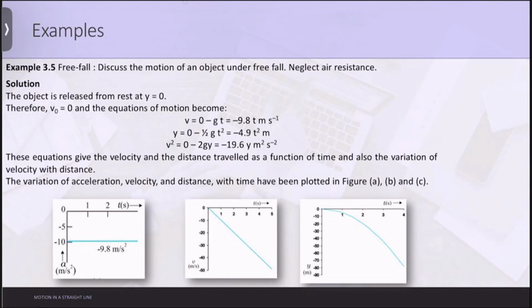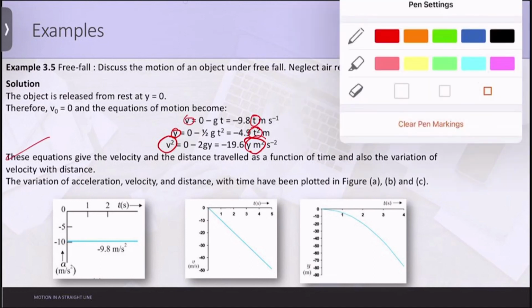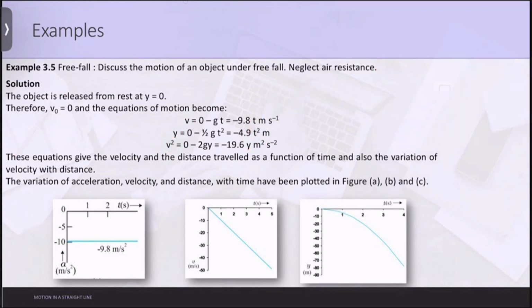Okay, let's move on. These equations give the velocity and the distance traveled as a function of time, and also the variation of velocity with distance. Everything written here is in a theoretical format. In this slide, we can find a relation between velocity and time, displacement and time, and velocity and distance. The variation of acceleration, velocity, and distance with time have been plotted in figure A, B, and C.